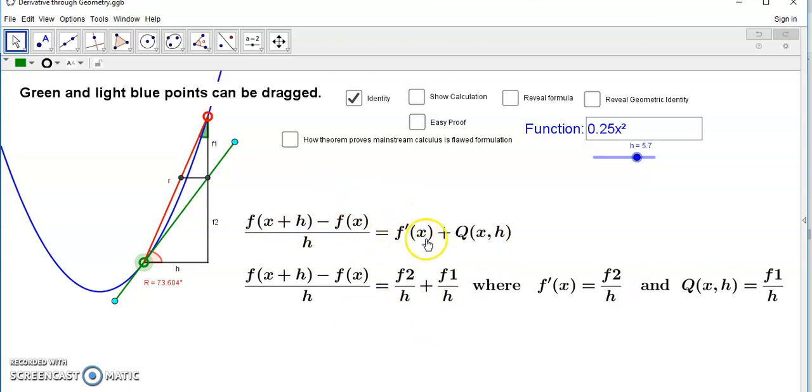Now, the tangent line slope is found geometrically from these similar triangles. f2 divided by h is one component of this secant line slope, and f1 over h is the difference. This f1 over h is the difference. So that's really the breakdown of this historic geometric theorem, right?